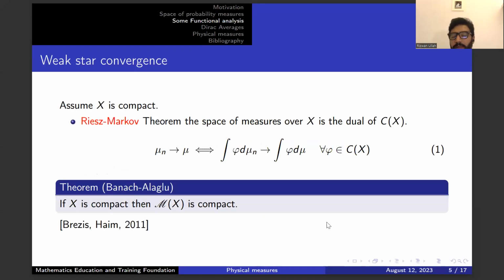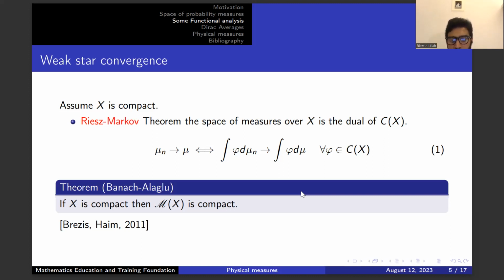Another important thing is the weak star convergence. For those of you who know the weak star topology, this is just a recap. And for those who don't know the weak star topologies in the dual of a space, I would recommend that you just need to remember the point 1, the equation 1. There is this Markov theorem which says that the space of measures for a space X is the dual of the space of continuous functions.